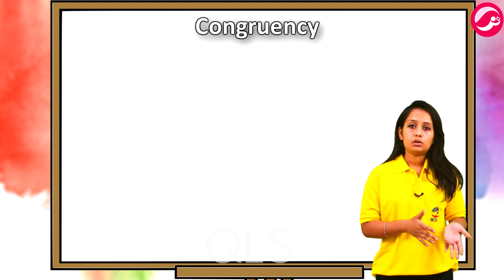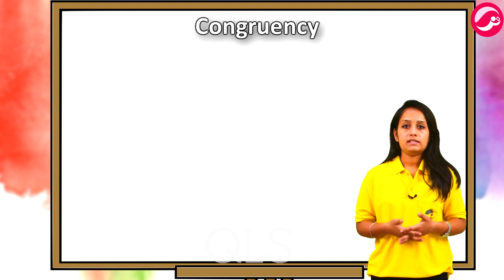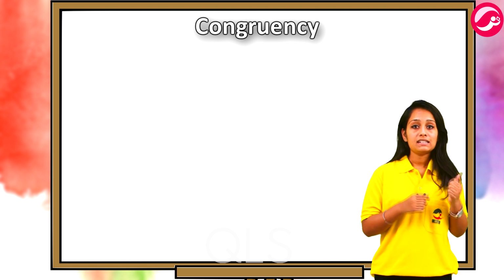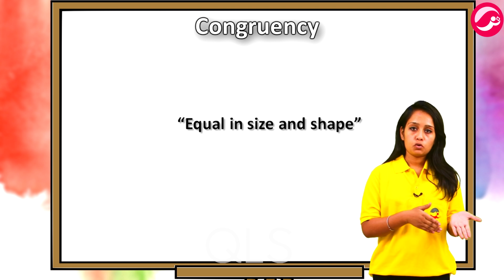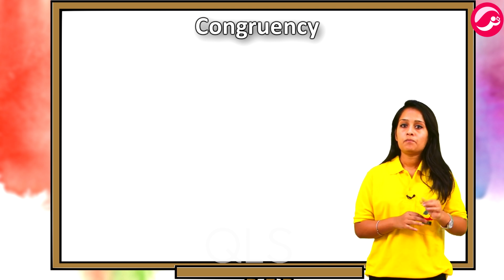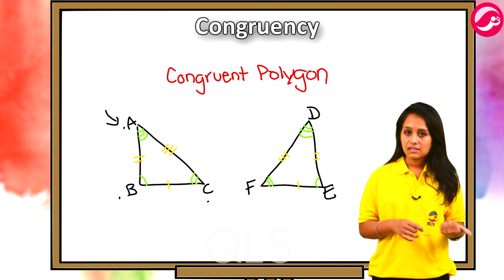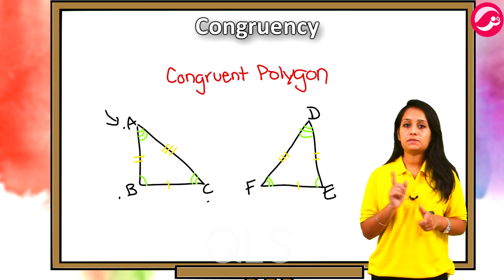Now comes another term which I am sure you must have heard earlier, that is congruency. Now what is congruency? So the definition of congruency is quite simple. It means equal in size and shape, which means 2 objects are congruent if and only if they have the same dimensions and shape. Loosely you can think of it as meaning equal, but it has a very precise meaning that you should understand completely, especially for complex shapes such as polygons.